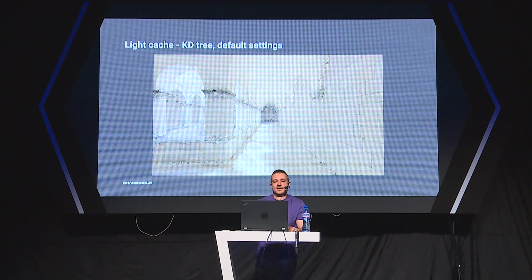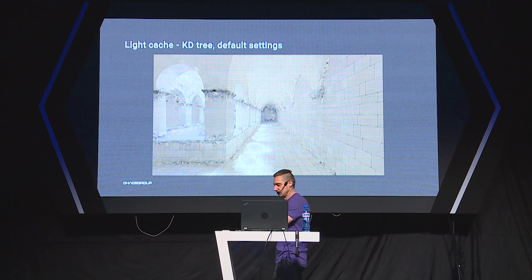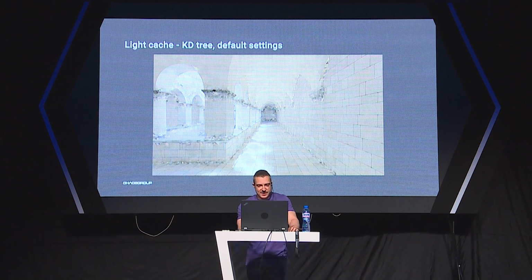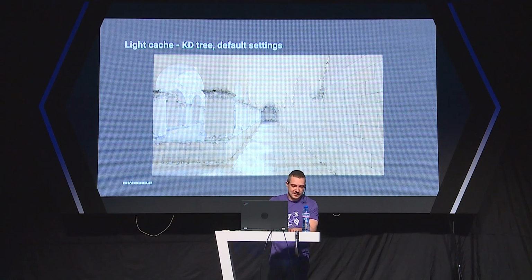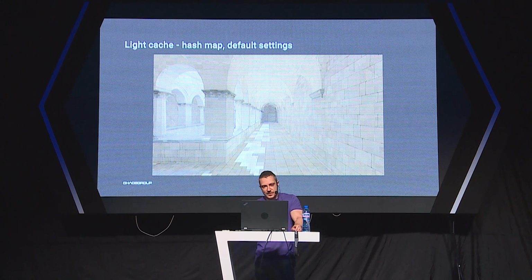So this is what a light cache looks like, or used to look like, in V-Ray before update 2, in older versions of V-Ray. It's ugly, but you almost never see this directly, so you usually have brute force for the primary GI engine, so you don't really see that. But this is what it actually looks like. And this is what the hash map-based approach looks like. And you can see that it looks a lot nicer. And I have a video here to show that.